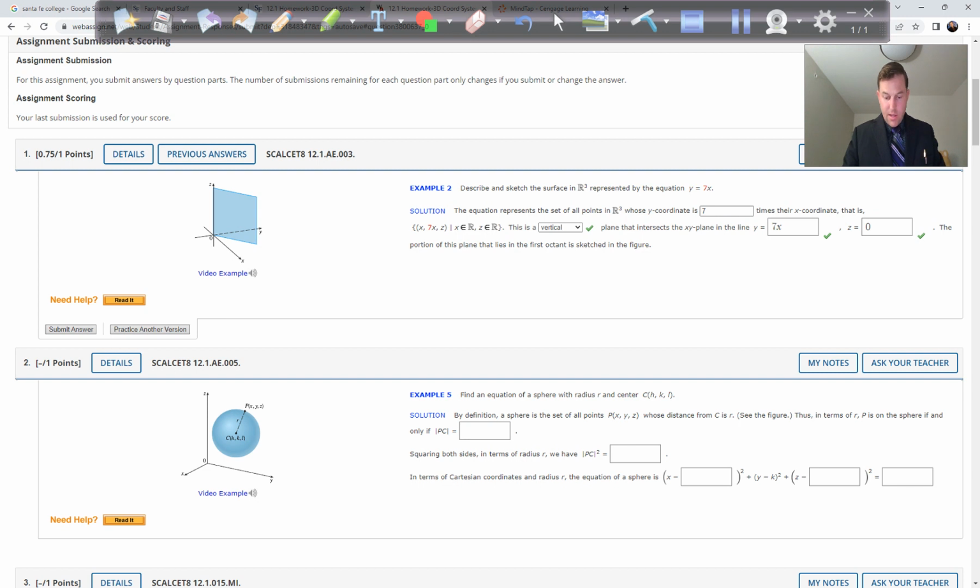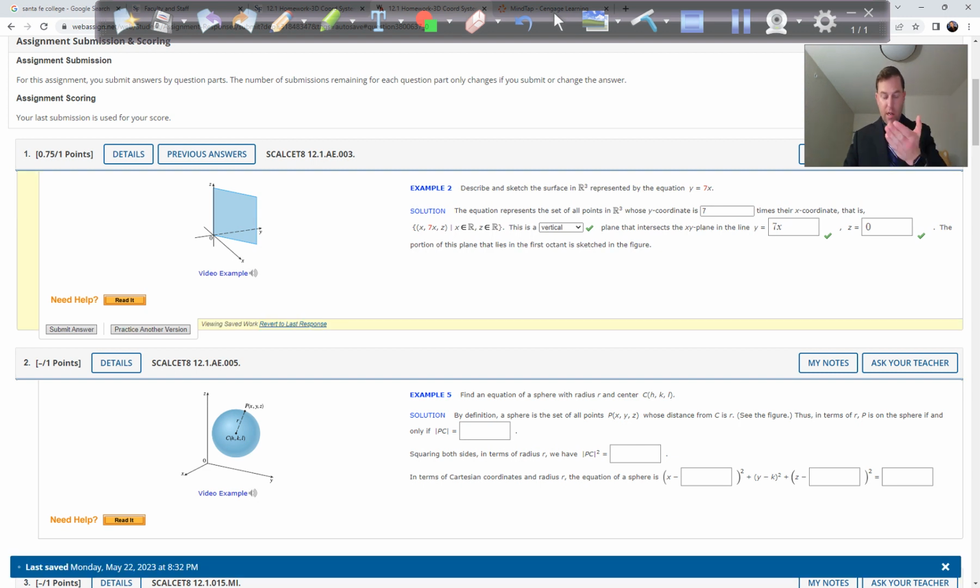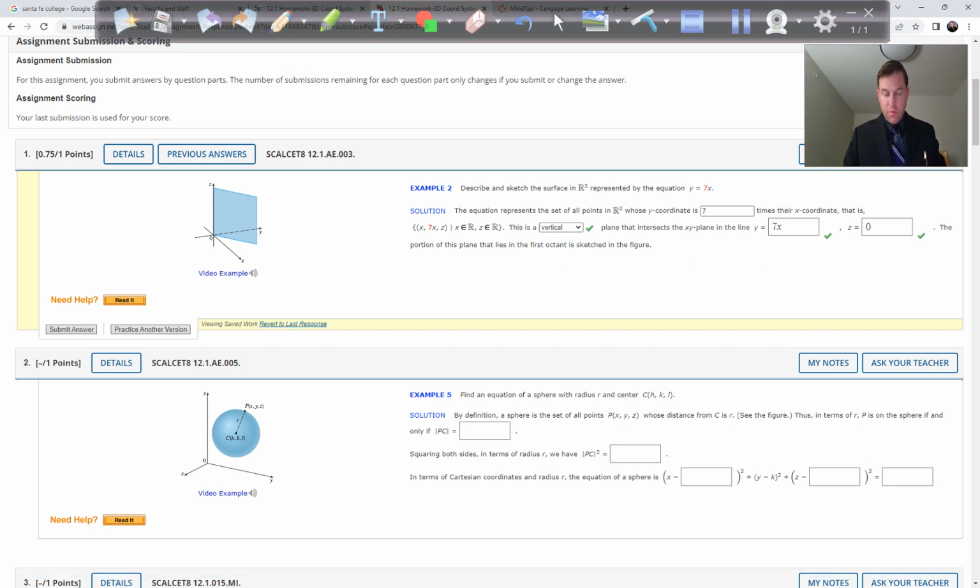That is x, and then y is replaced by 7x, and z is free to be whatever it wants, where x is in dimension 1, so x is a number line, and z is also dimension 1. It's a number line going, in this it's up and down, x is left and right, and then y is 90 degrees away from x. Plane that intersects the xy plane when x at the line y equals 7x and z equals 0.